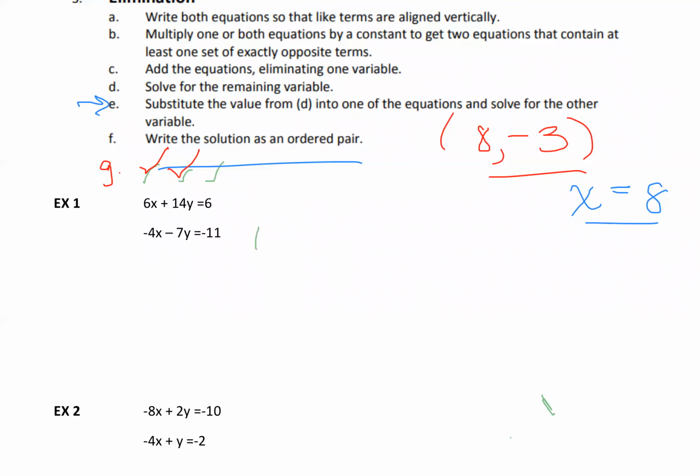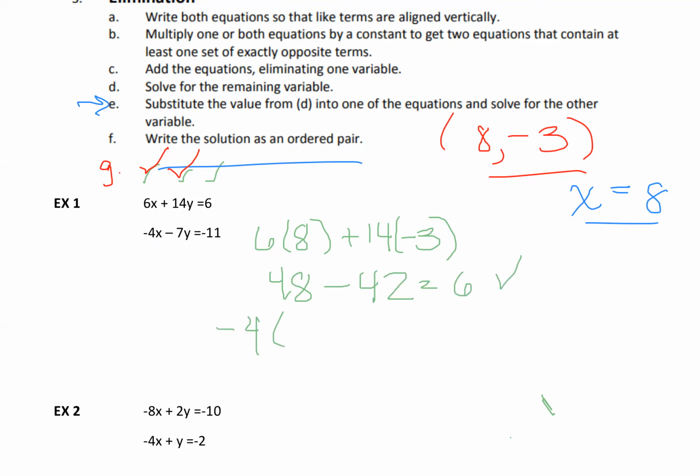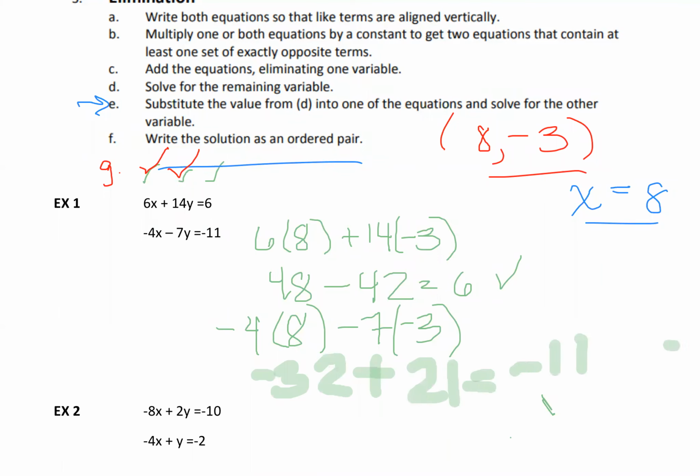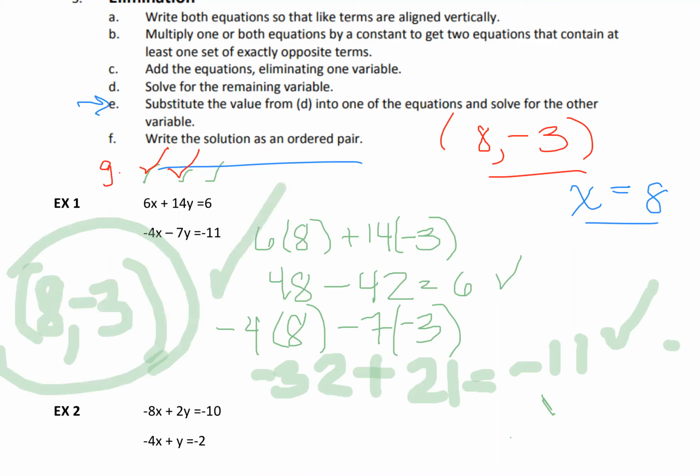Okay, so 6 times 8 plus 14 times -3. 48 minus 42 is 6. Perfect. And then we're going to do it in the bottom one. Okay, -32 plus 21 is -11. So that one worked as well. So 8, -3 is our solution, and we're happy.